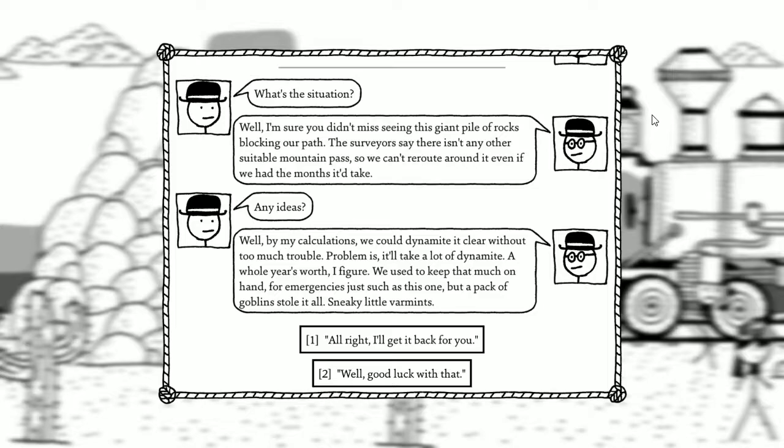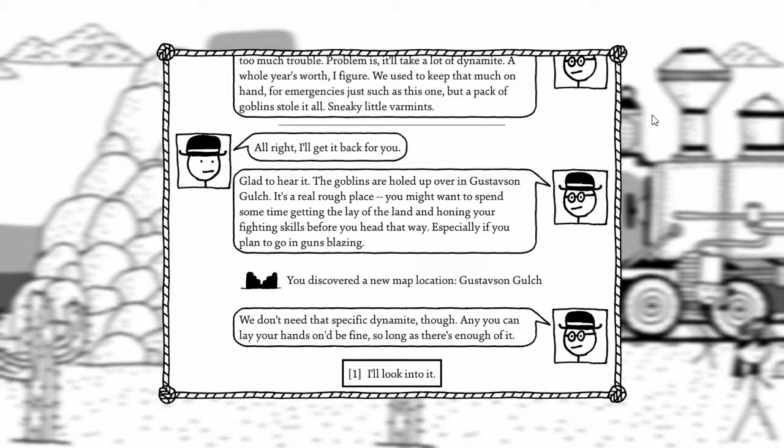we could dynamite it clear without too much trouble. Problem is, it'd take a lot of dynamite. Oh, a year's worth, I figure. We used to keep that much on hand for emergencies just like this one, but a pack of goblins stole it all. Sneaky little varmints. Alright, I'll get that back for you. Glad to hear it. The goblins are holed up over at Gustavin Gulch.